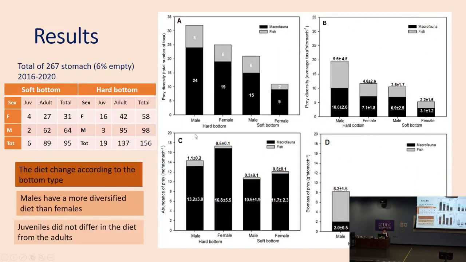You can also see that they preferred the macrofauna a lot, as you can see in figure C, which is based on abundance. But in the biomass, instead, you can see that in soft bottom they preferred the macrofauna much more than the fish. So from this we can see that the diet changed according to the bottom type, and also that males have a more diversified diet than females. And one thing that you cannot see from here, but you have to trust me, is that juveniles did not differ in diet from the adults.